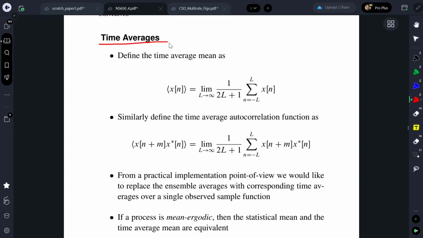So we can define the time average mean as just simply running the mean over all of these samples of our process. And the time average mean, by its very nature, we're now going to interpret this x of n as just being one sample function.